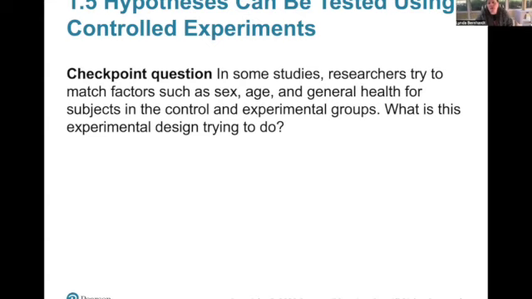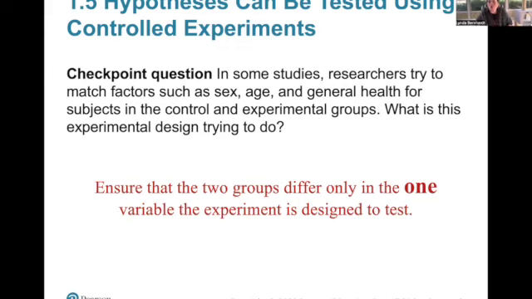Anyway, here's a checkpoint question. In some studies, researchers try to match factors such as sex, age, and general health for subjects in the control and experimental groups. What is this experimental design trying to do? Well, trying to make sure that they're as close as possible. So, like the people in the Olestra versus regular potato chip groups, you wanted them to be as similar as possible because you're testing one variable, whether the chips were fried in Olestra or fried in vegetable oil.